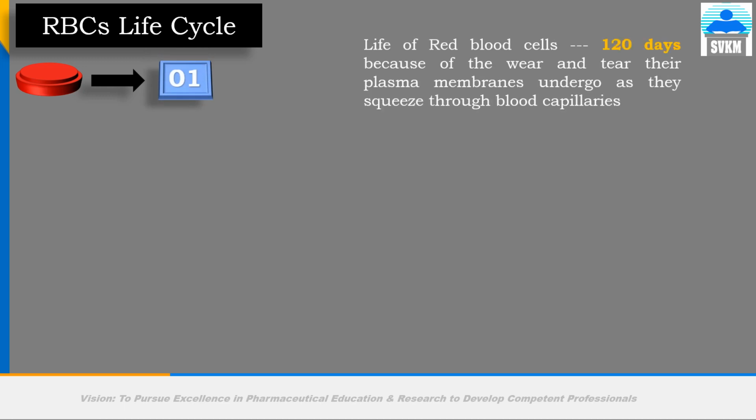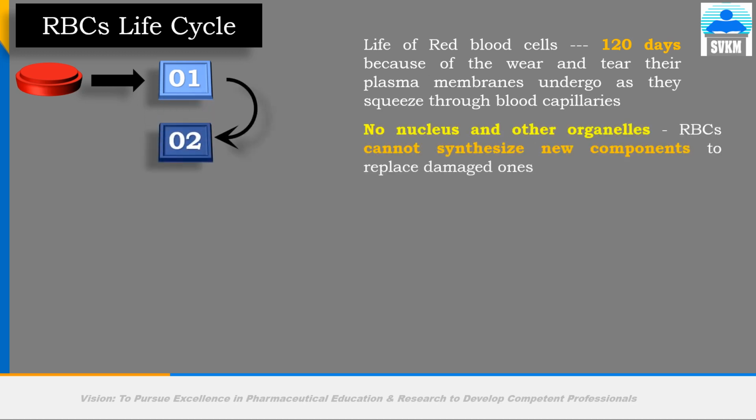First, the life of RBC, that is red blood cells, is 120 days because of the wear and tear their plasma membrane undergoes as they squeeze through the blood capillaries. Second point, the RBC has no nucleus and other organelles. Therefore, the RBC cannot synthesize new components to replace the damaged ones.